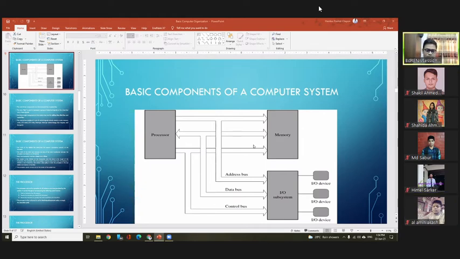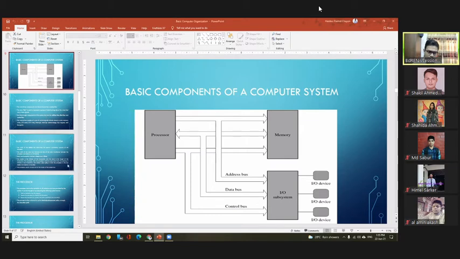Let us see about the control bus. What is the control bus? Remember, this system bus is a must question in all of the exams: first term, midterm, final, theory, assignment, viva, and everything. So please make sure you understand it very nicely. Okay, let us see about the control bus.